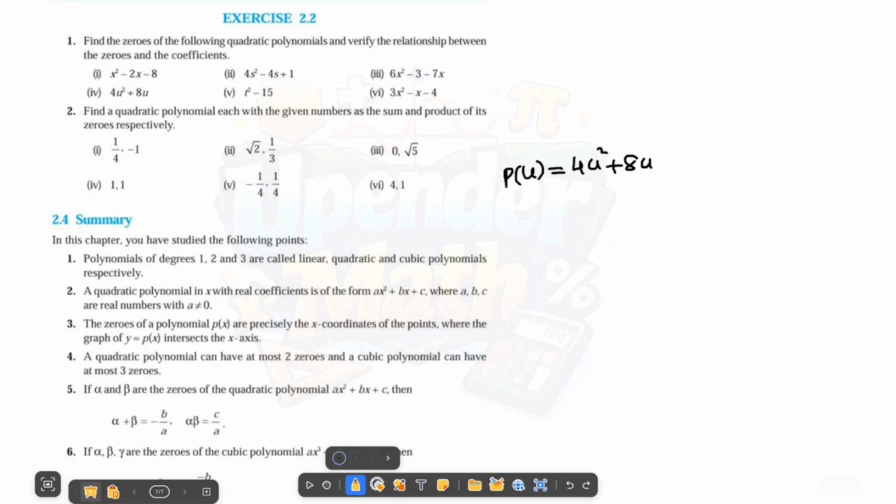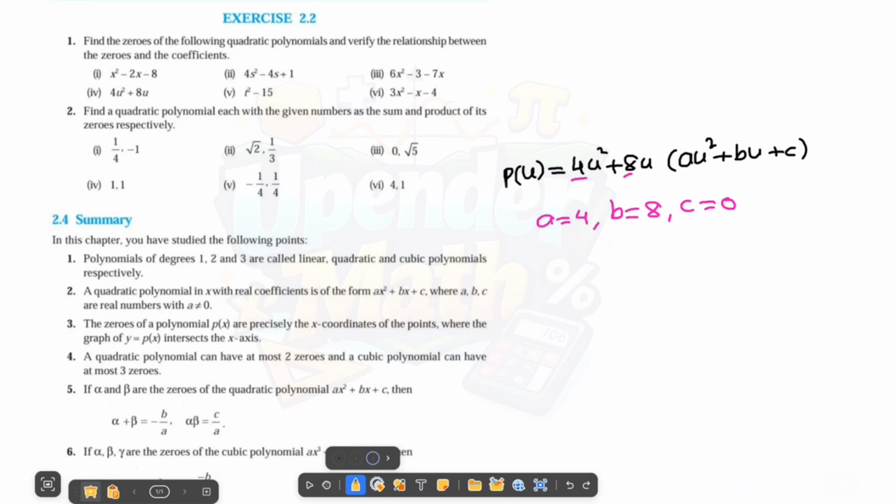Let's compare with the general quadratic polynomial, a u square plus bu plus c. If you compare, we will get the coefficient of u square, a, is equals to 4. The coefficient of u, b, is equals to 8 here. The constant term c is 0, constant term is not there here. So a value 4, b value 8, c value 0.